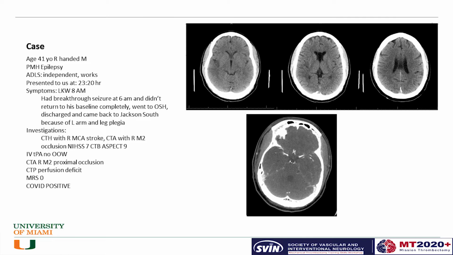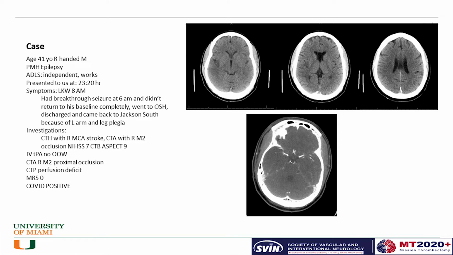A second case from my hospital was that of a 41-year-old man. He's right-handed, has a history of epilepsy, is functionally independent for all his activities of daily living. He actually presented to us, can you tell I'm doing nights again, at about 11 p.m. And his last time seen well was actually 8 a.m. So he woke up, had a seizure, and noticed after the seizure that his left side was not working.